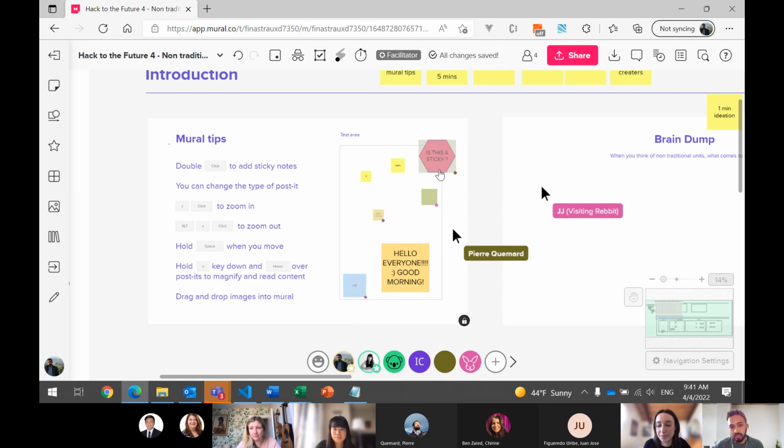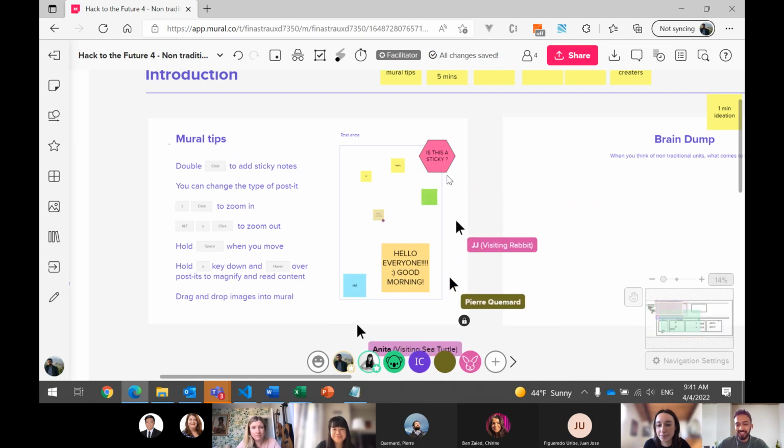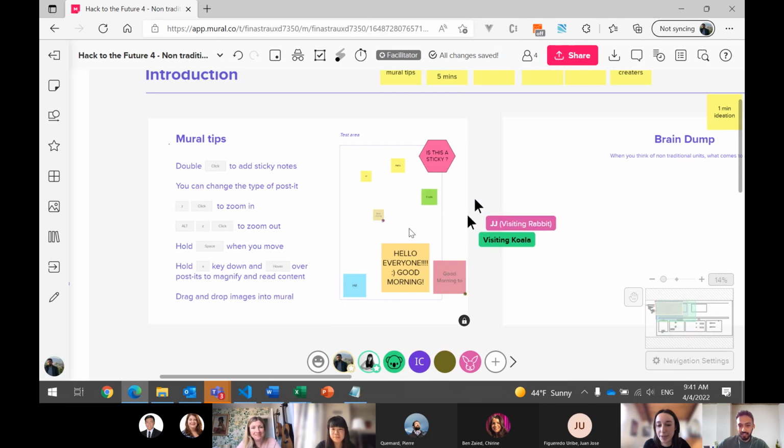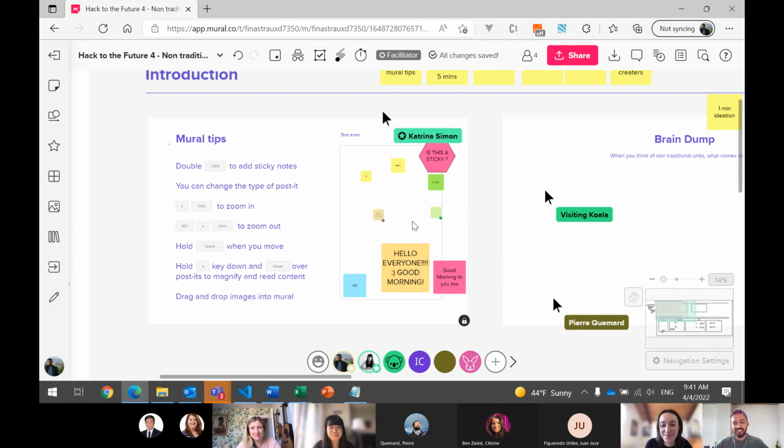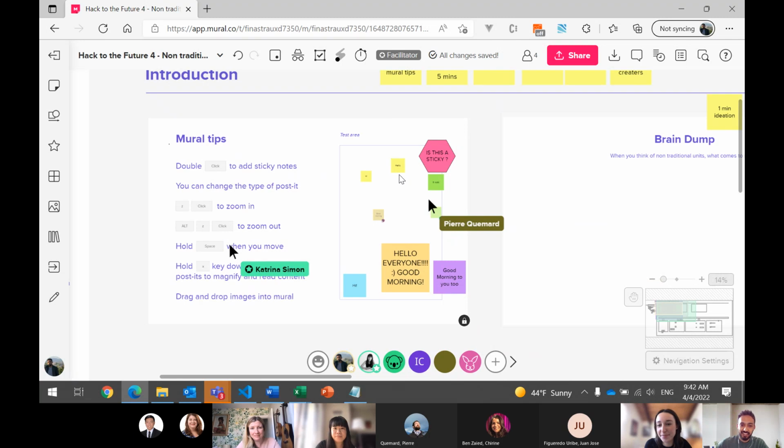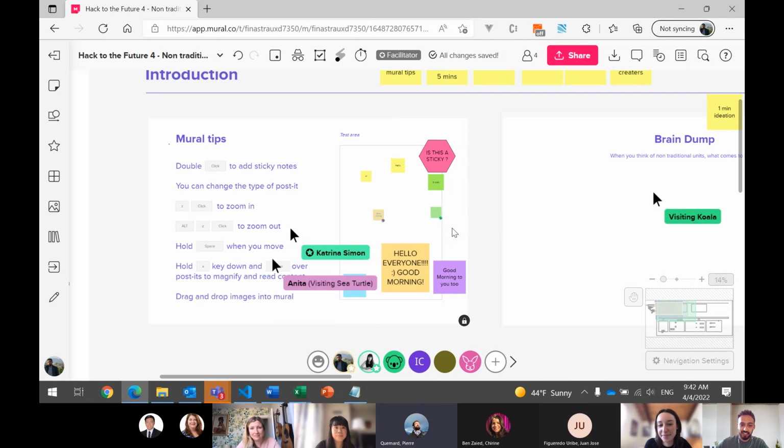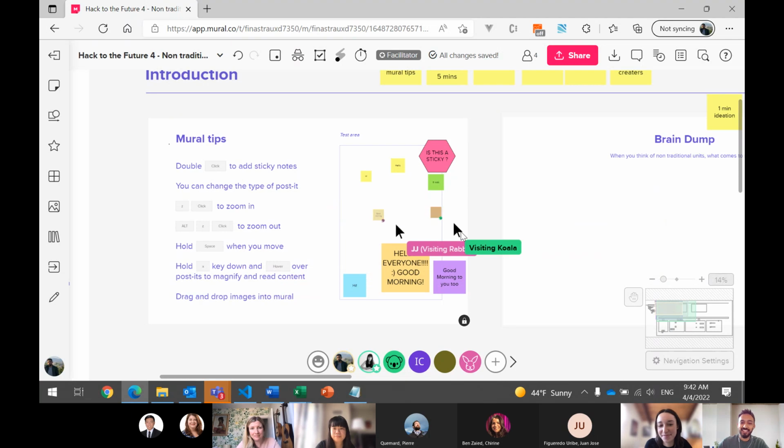Perfect. I see different shapes. A hexagon. Nice. Got some nice colors going too. See, a little rainbow here. Awesome. Anyone have any questions about Mural before we move to the next? No? I think we're all experts by this point, right? 9 sessions in.